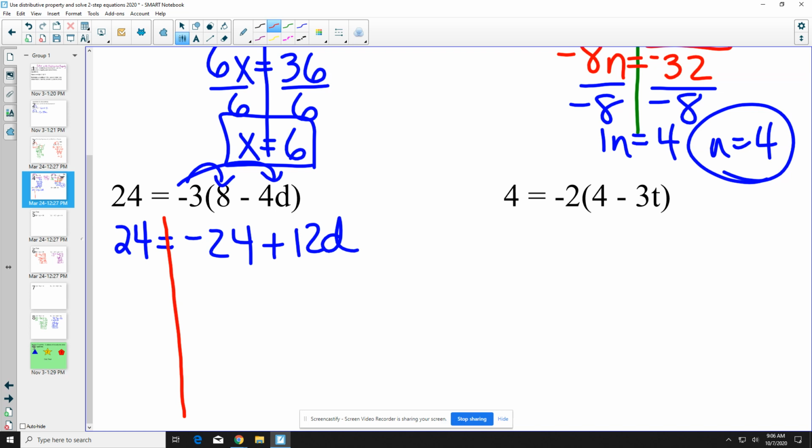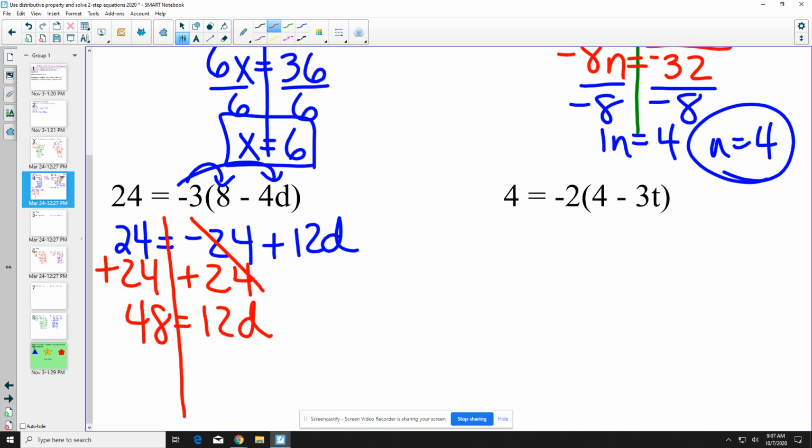After you use the distributive property, draw your line like that. Look at the side with the variable d. Don't worry about the 12 times d. Worry about the negative 24. What do you do to negative 24 to make it 0? You add 24, right. So you're adding 24 to both sides. 24 plus 24 is 48. Negative 24 and positive 24 cancel. Bring down your 12d.